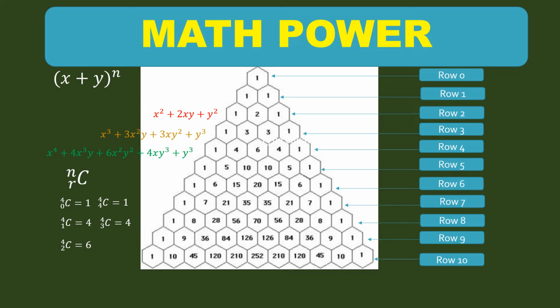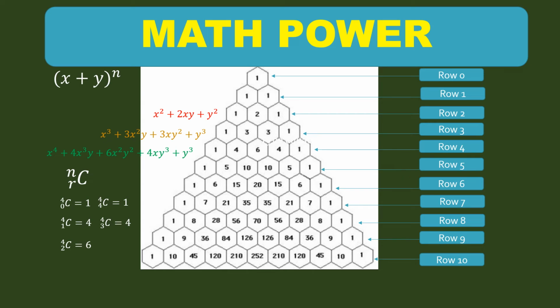Okay, let's expand x plus y to the third power. The answer is x cubed plus 3x squared y plus 3xy squared plus y cubed, and it has the coefficients of the terms 1, 3, 3, 1 respectively, which can be found in the numbers in row 3: 1, 3, 3, 1.